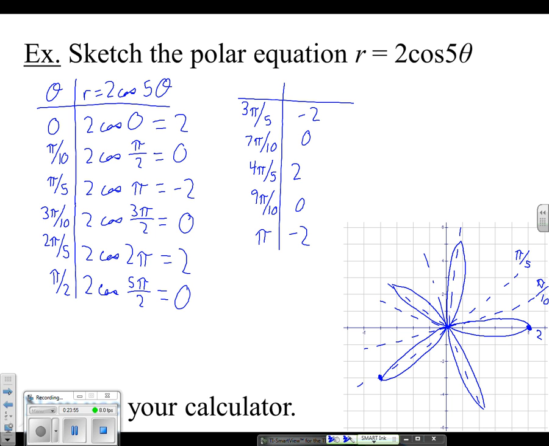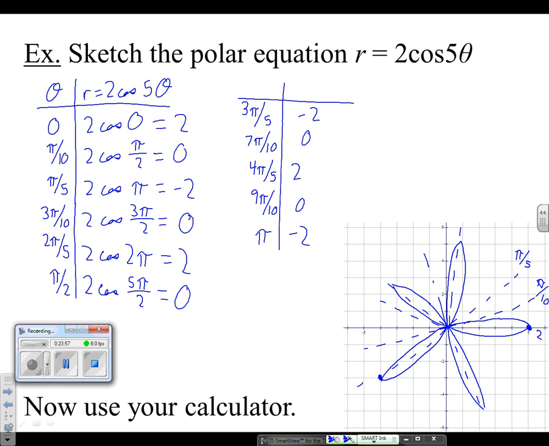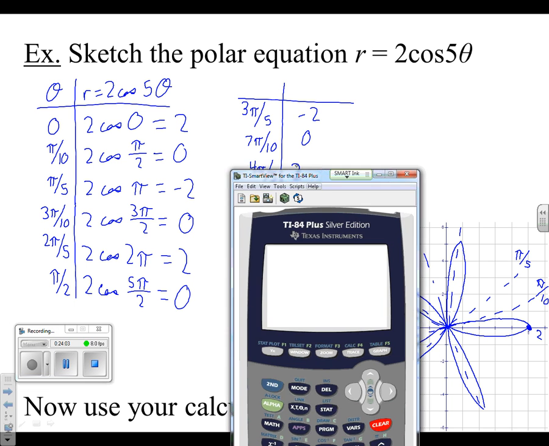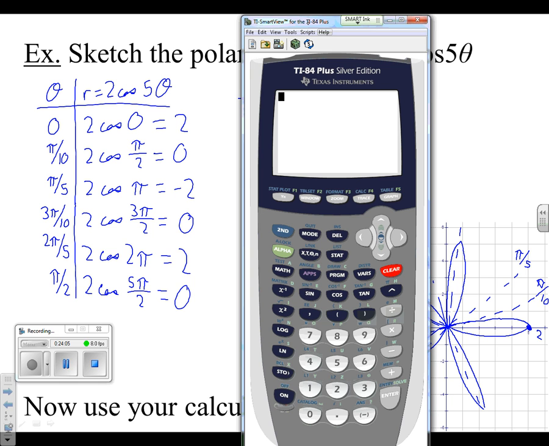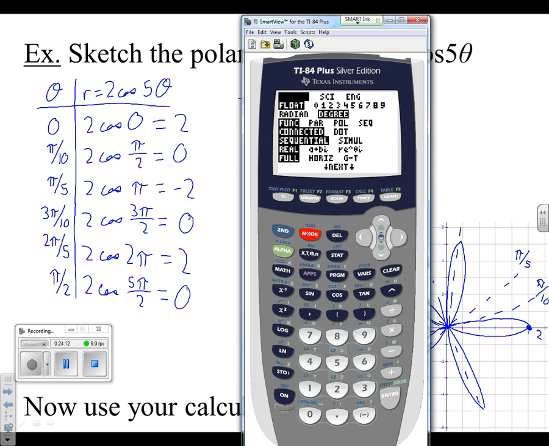Before we do that though, let's take a look at what it would look like on our calculator, just to get a feel for it. So on the calculator, first of all, I'm going to change my mode. Right now, I'm in function mode, the 4th row down. Degree mode is left over from geometry.